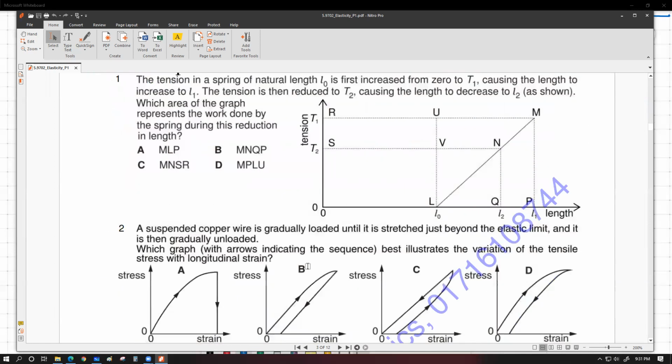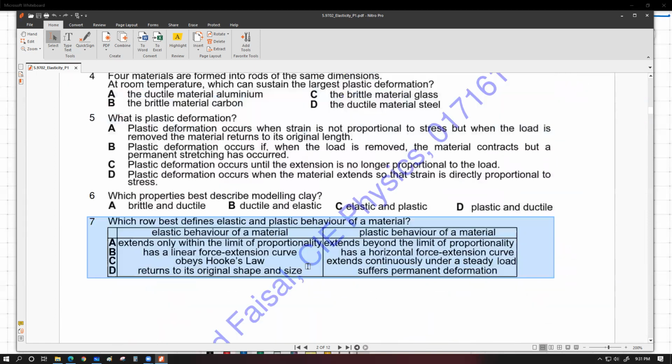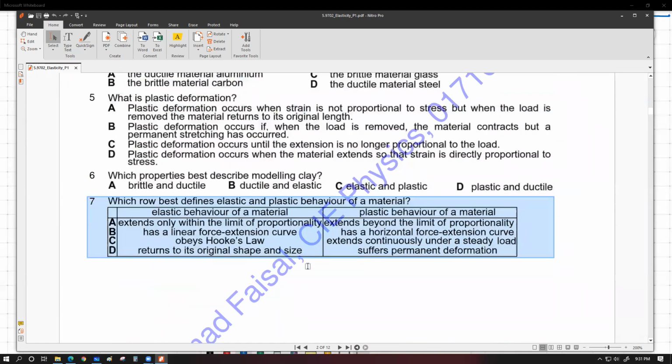Okay sir, so the correct answer is D. But sir, the other options were quite confusing though. Because the other options are all not correct. Which best defines elastic and plastic behavior? Elastic behavior means that deformation is reversible. Plastic behavior means deformation is somewhat permanent, somewhat. So extends only within the limit of proportionality, that's not correct.